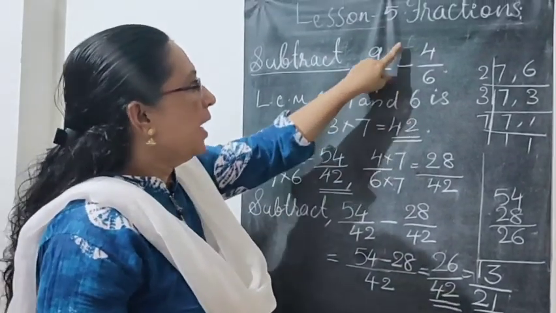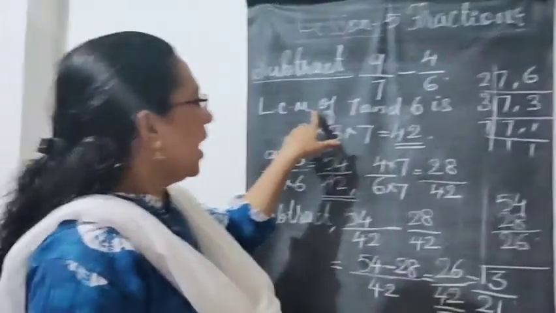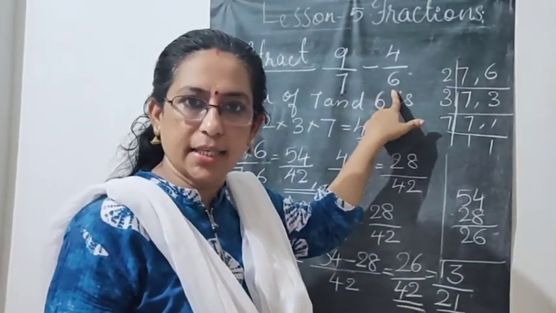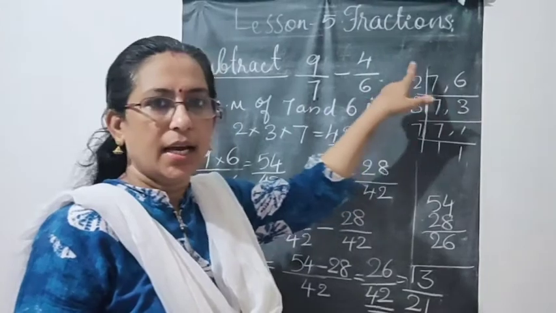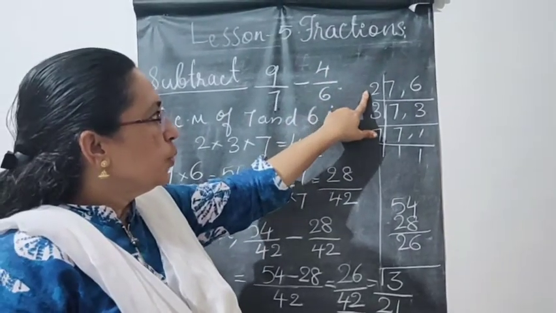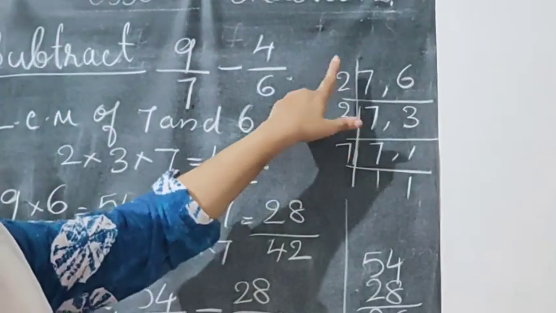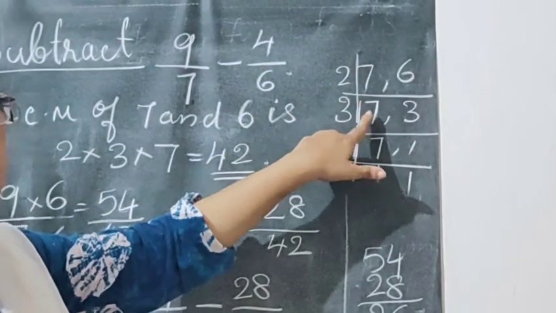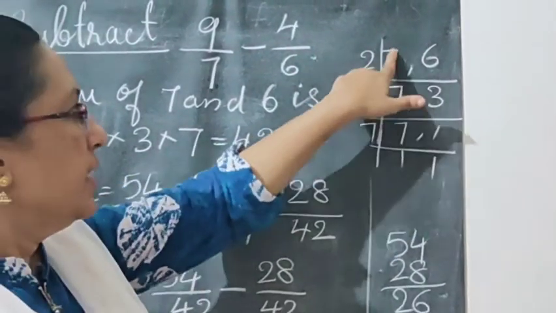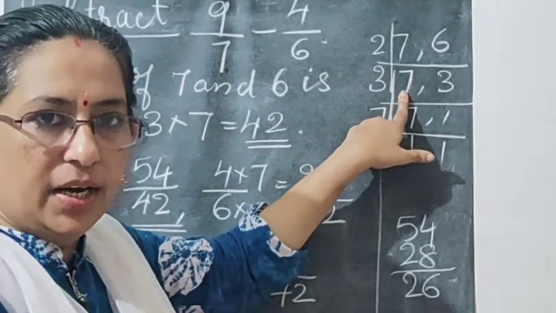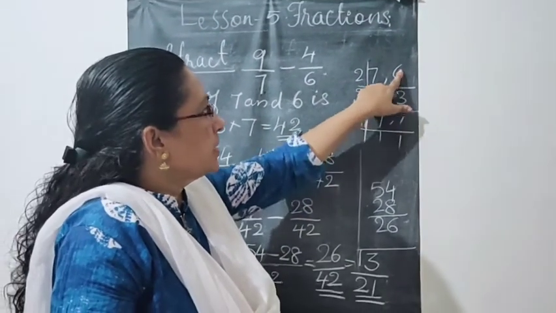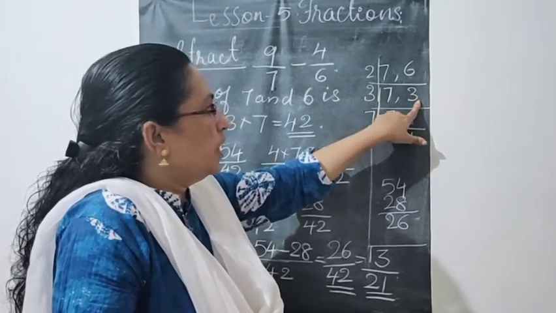9 by 7 minus 4 by 6. Find out the LCM of 7 and 6. Write down 7 and 6. Is 2 possible? Yes. 6 we can divide by 2, but 7 is not possible. So carry down 7 as it is. Then next, 6 divided by 2 is equal to 3.